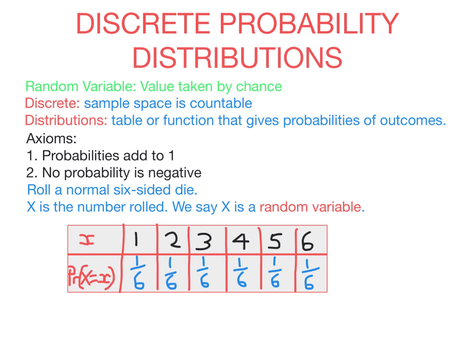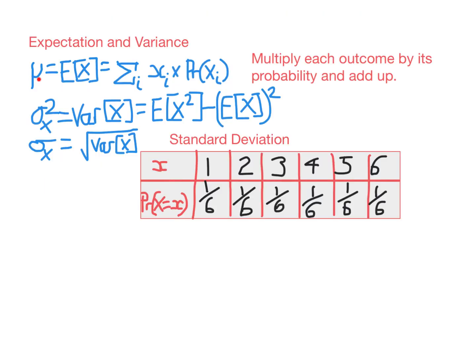Let's look at calculating the mean and standard deviation of a random variable. The mean, mu, is also known as the expected value. They're basically the same thing. It's basically a weighted average. What this formula says is that if you want to calculate the mean or expected value of a discrete random variable, you just multiply each outcome by its probability and add these up.